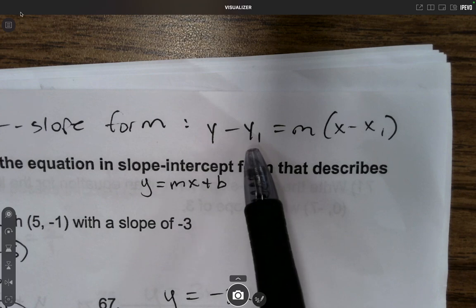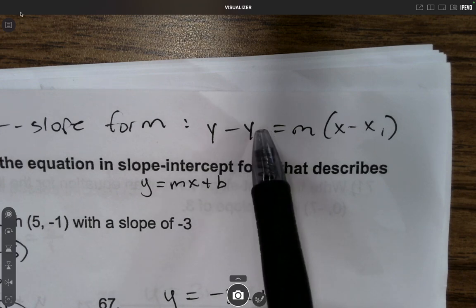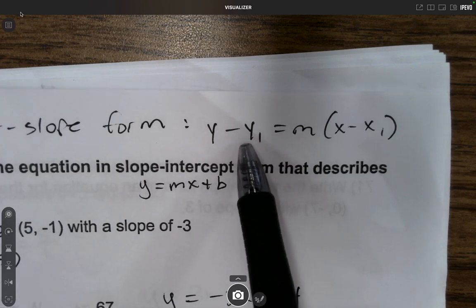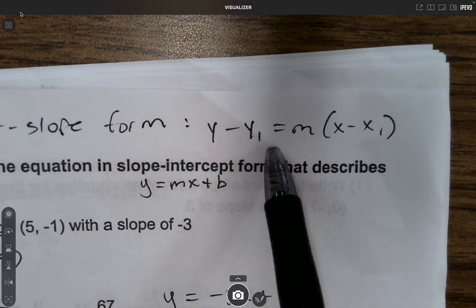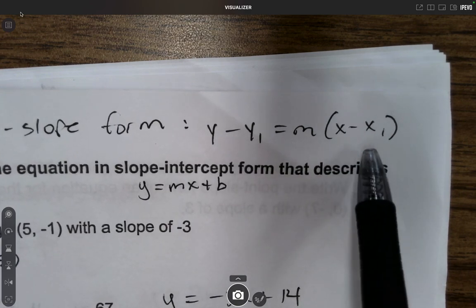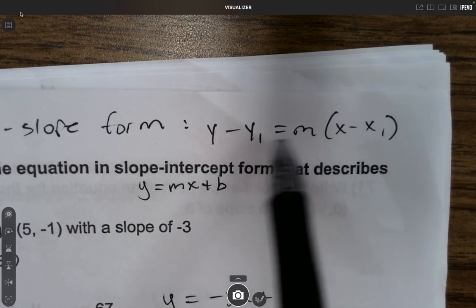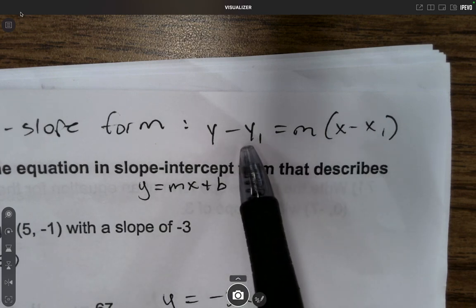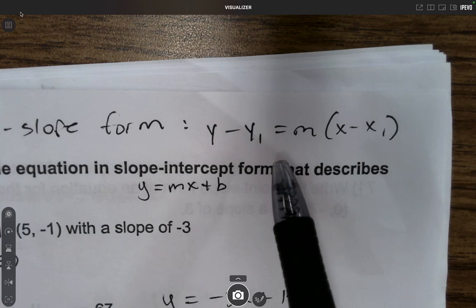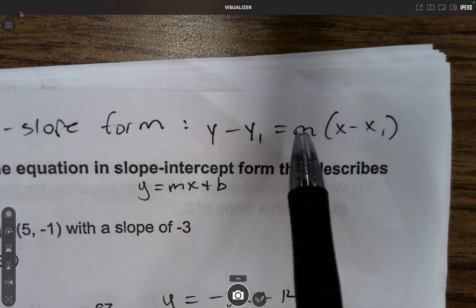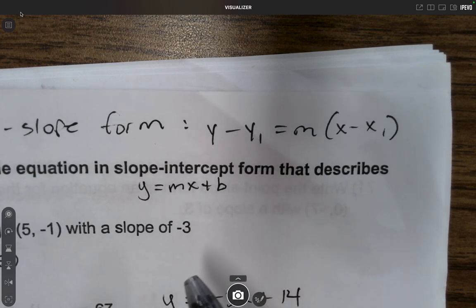Y minus a y value. So that's the actual number you plug in. This is a variable, it doesn't change. But this is the y value for whatever point they give you, equals m, the slope, times x minus the x value they give you. So x and y are variables, they're going to stay x and y. x1 and y1 are the x value and the y value of whatever point you were given. So you'll plug numbers in for x1, m for the slope, and y1.